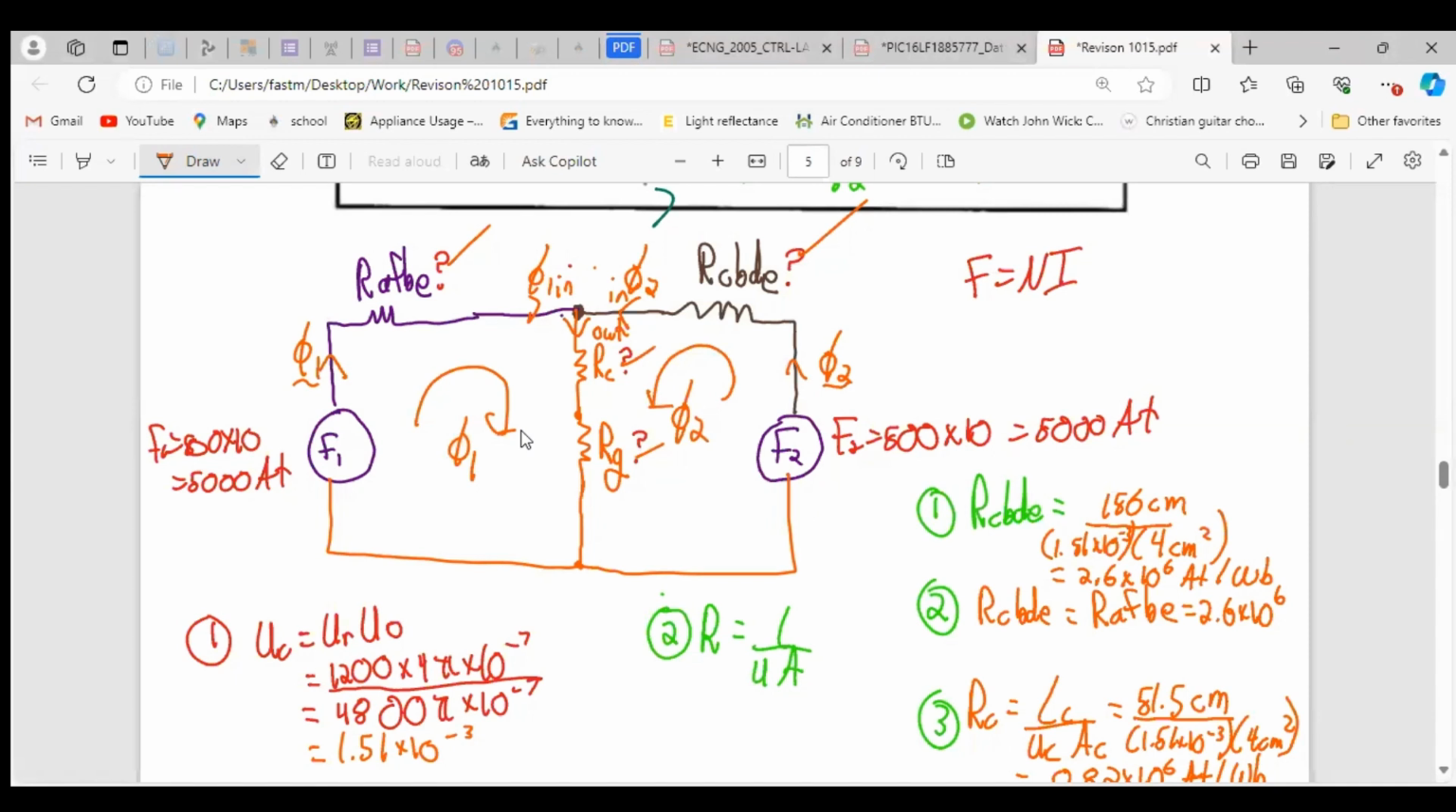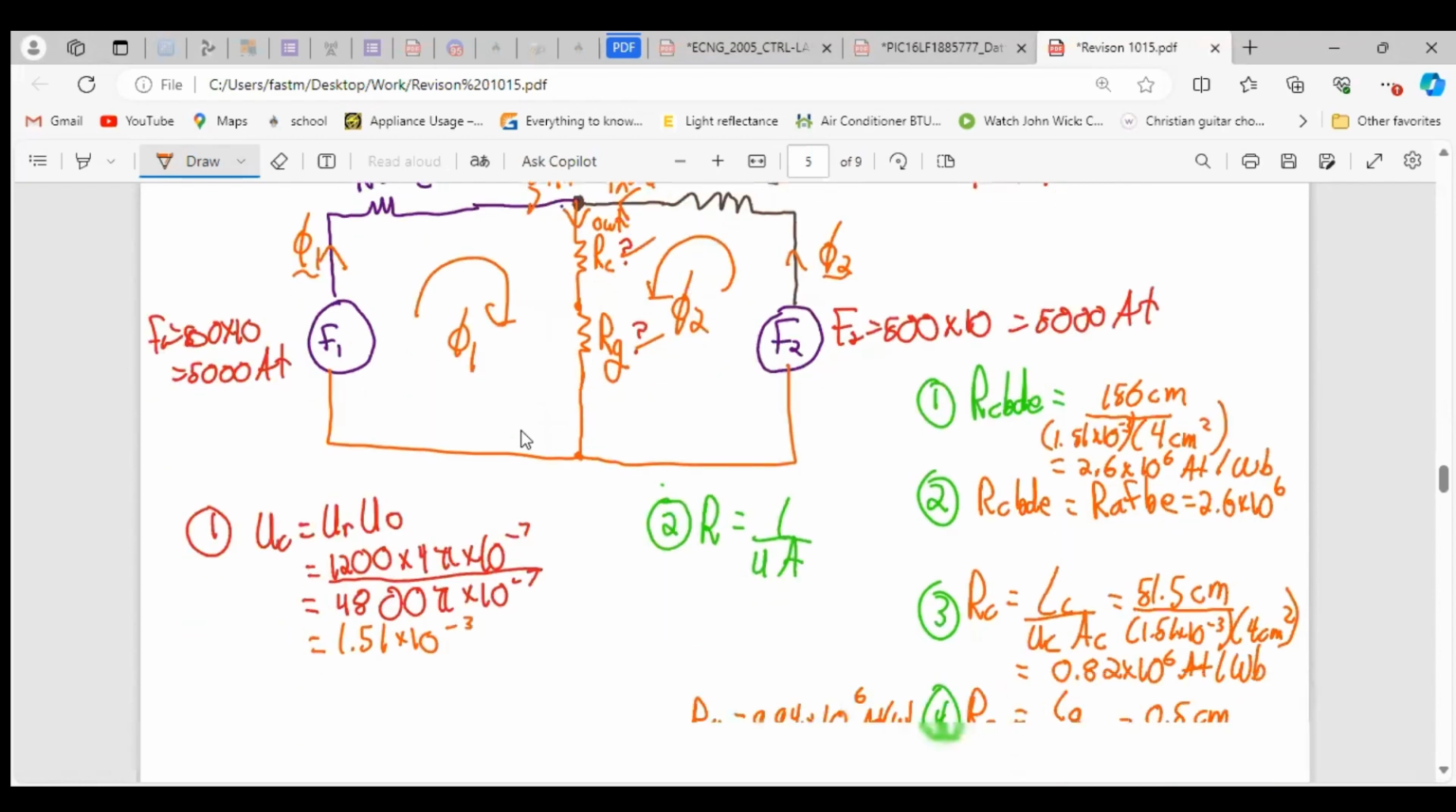So from there, you have phi one, you have phi two. What we could do now is basically do the loop analysis. Once we get the two equations, we could solve them simultaneously for phi one and phi two. Once you get phi one and phi two, the flux through this branch here, which is the flux going through the air gap, would be phi one plus phi two. That'll be the answer for the first part. If you want the flux density, you have the equations to get it. That is really the end of the question; this question really just works down to this.